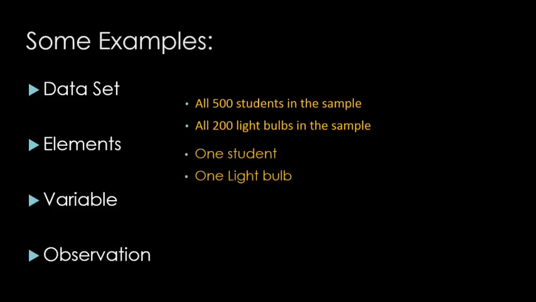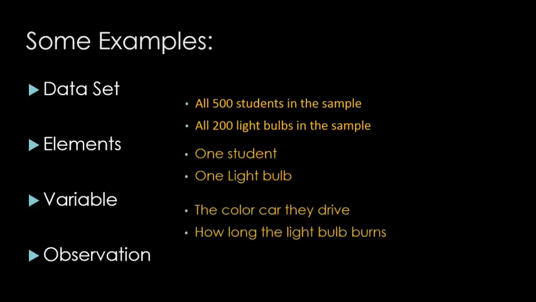If we were examining light bulbs to determine how many hours they lasted before burning out, then the light bulbs would be the elements under study. A variable is the characteristic from each element that we are studying. For our student example, the variable of interest would be the color car they drive. For the light bulb study, the variable would be the number of hours the bulbs burn. Each measurement for a student or light bulb is called an observation. So if we have 500 students in our sample, and the first student we observe drives a green car, then the first observation would be green. If the second student drives a white car, then the second observation would be white, and so on.